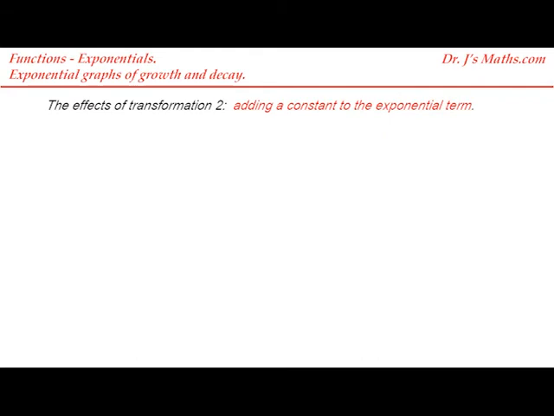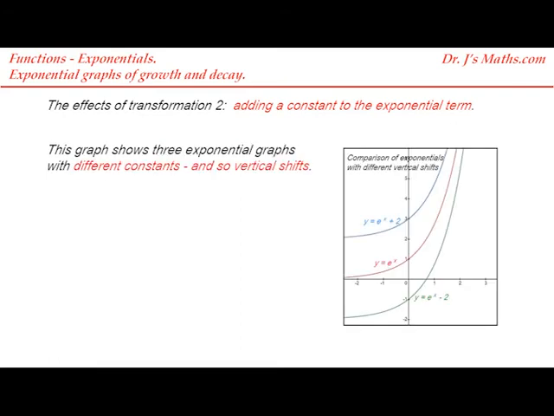The second transformation is where we add a constant to the exponential term. The graph I've got here shows 3 exponential graphs with different constants and so different vertical shifts. In the basic one we have e to the x. With the blue line we have e to the x plus 2, so a vertical shift through the constant of 2. And the green line shows e to the x minus 2, so the curve has come down 2 units.